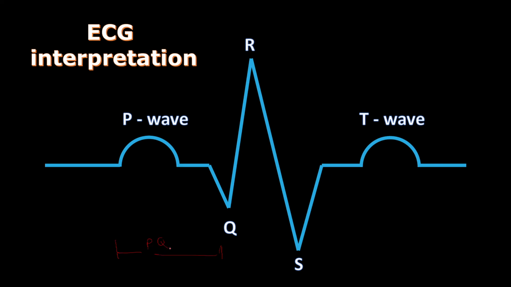The Q segment represents the time the signals travel from the SA node to the AV node. Here, the two atria are contracting. Let's say the left atrium and the right atrium are contracting.